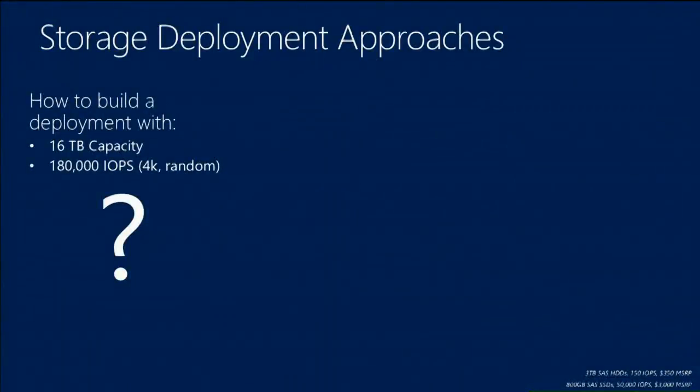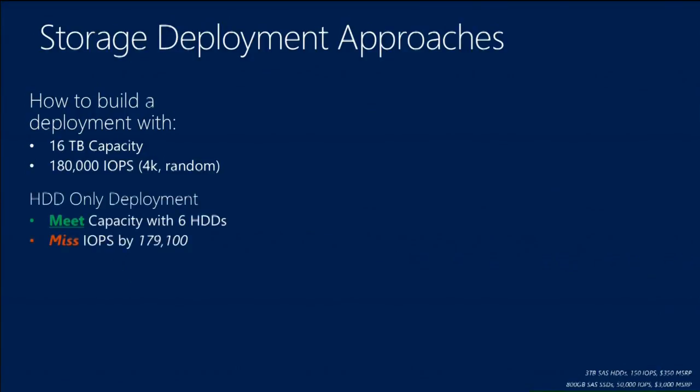So given I have a performance-optimized approach and a capacity-optimized approach, how do I build a deployment with these goals in mind? I want 16 terabytes of capacity, but I also have a workload that will demand 180,000 IOs per second, simply by the nature of this workload. How do I do this? I could try it with hard drives. I meet my capacity very easily with huge drives that are available today, but I'd miss my IOPS goal by a large margin because these drives are not optimized for IOs per second. They're not optimized for seeks.